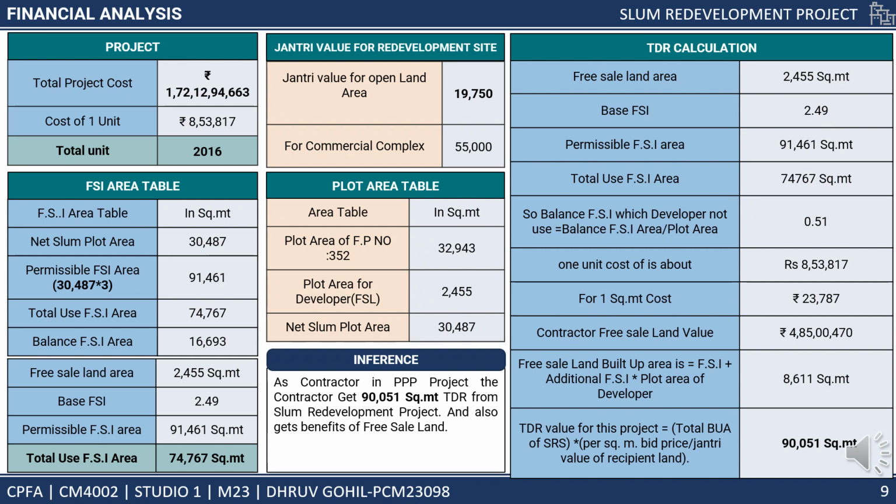In the TDR calculation, the TDR value for this project is based on the Jantri value for the redevelopment site. In the Jantri value for this site, the open land area is about 90,750 rupees per square meter. For the commercial complex it is about 55,000 rupees per square meter. So the TDR this project will get is 90,051 square meter.